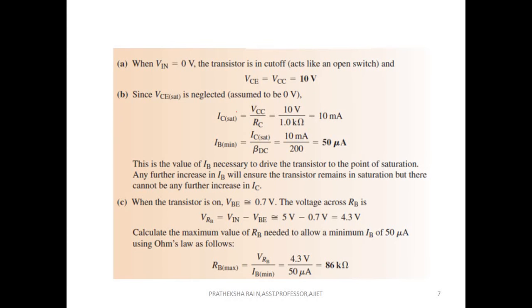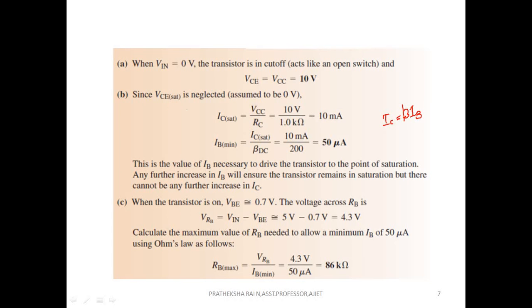Next, you are supposed to calculate IB minimum. We know that collector current IC is beta times the base current IB, from the BJT equation. From this we can find IB minimum. For that, first we have to find IC saturation. How do we find IC saturation?